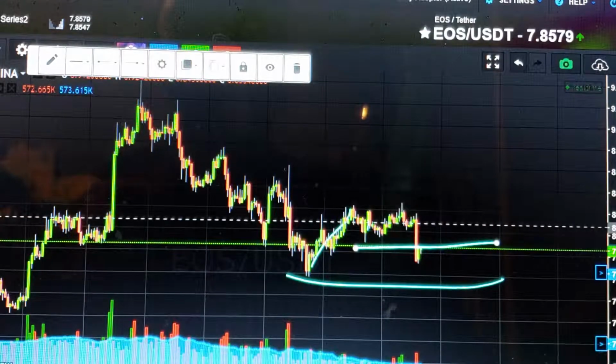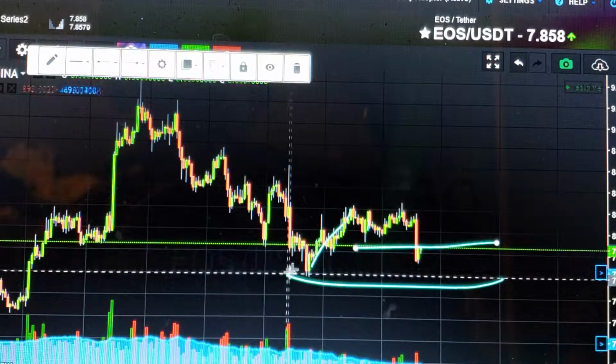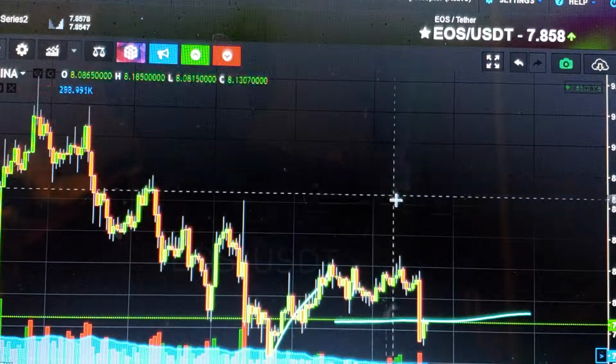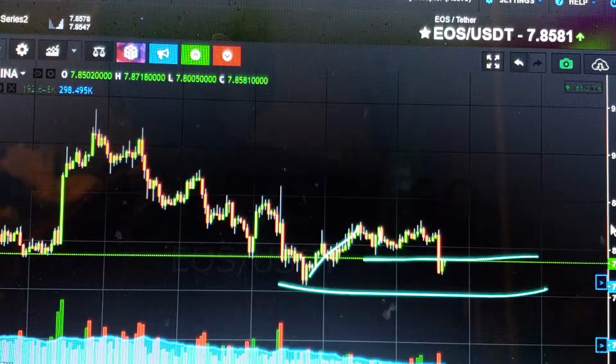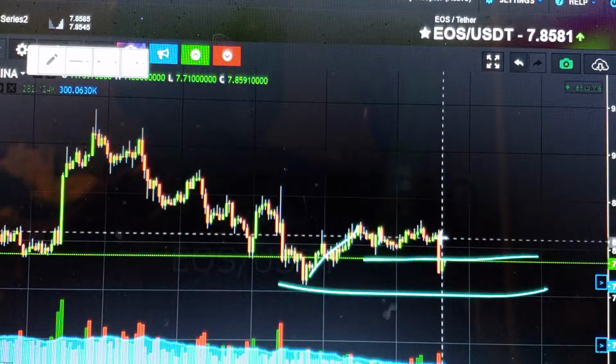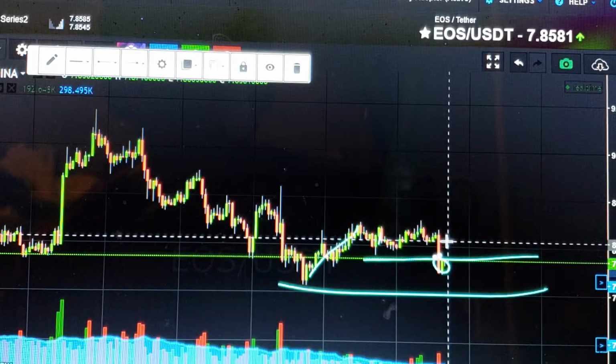What was the other one that we caught? I'd have to go look. But anyways, it was just another one of these. There's another one of these right here. We had our alert set. Jumped on Binance. Picked it up here. Sold it here.